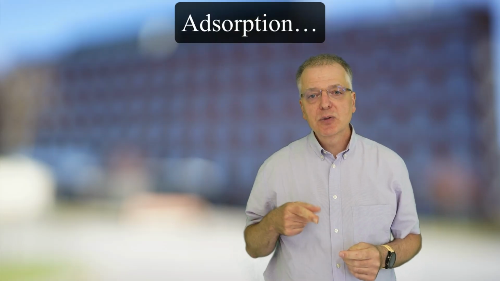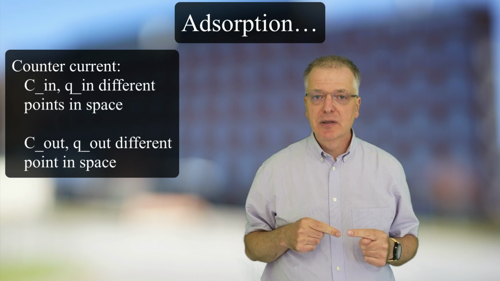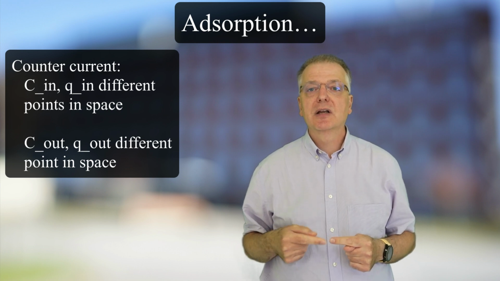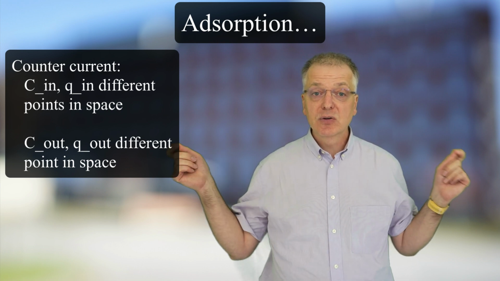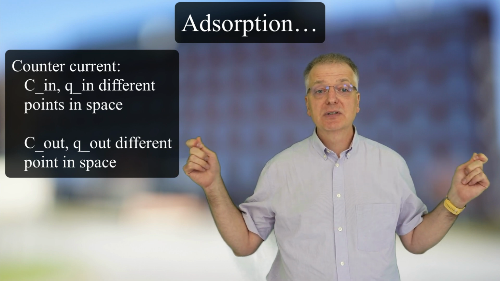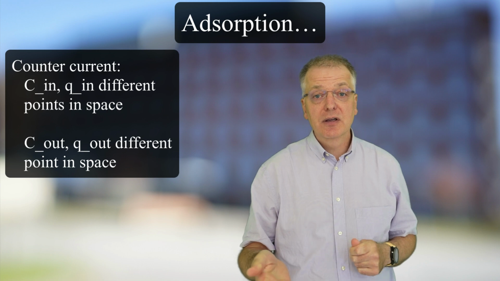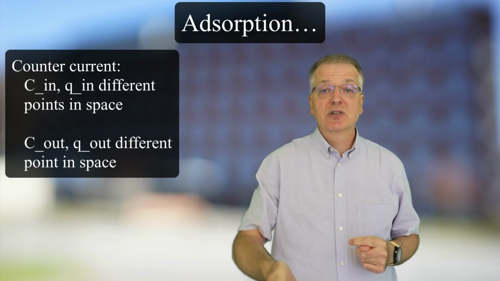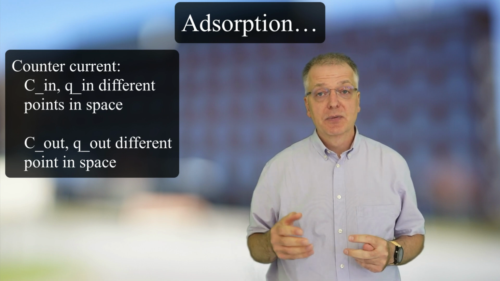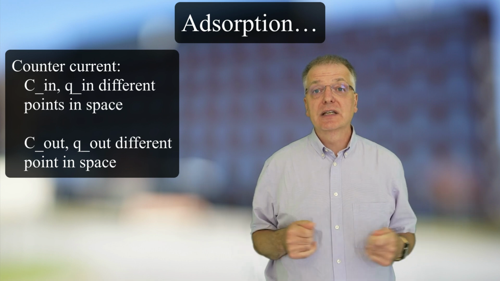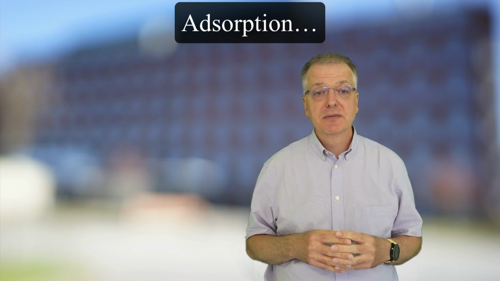Note that in countercurrent flow, the incoming liquid cannot be in equilibrium with the incoming adsorbent, since their concentrations exist in different points in space. For the same reason, the liquid flowing out cannot be in equilibrium with the adsorbent flowing out. They also exist in different points in space.